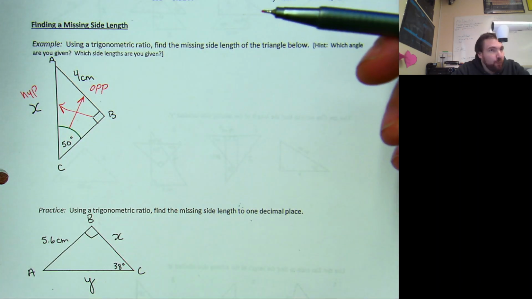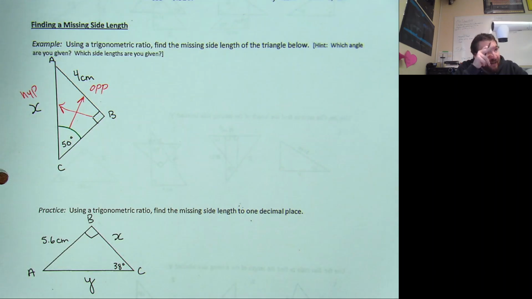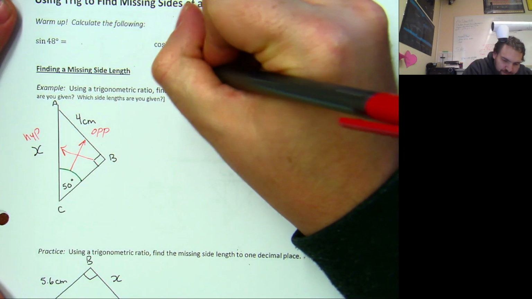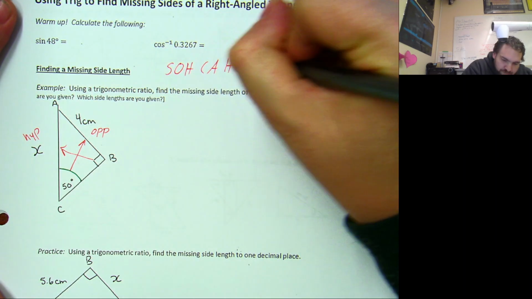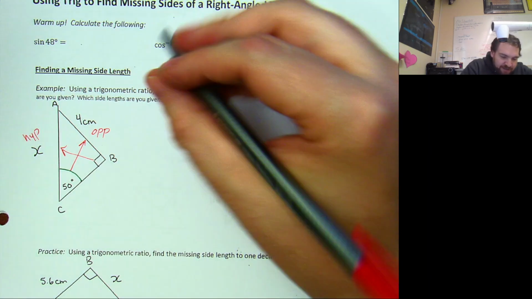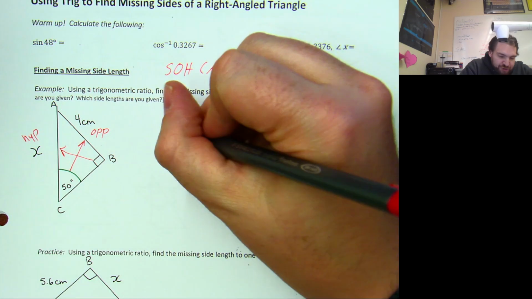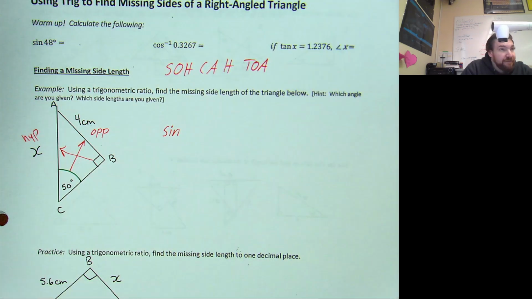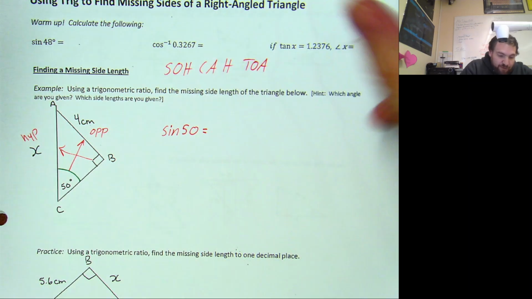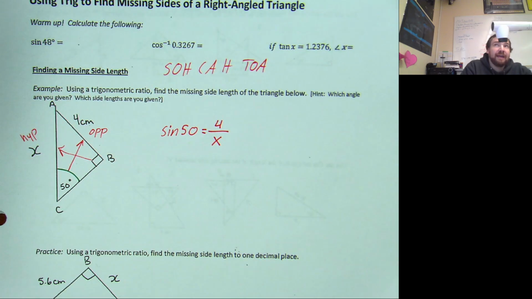So now I'm going to set this thing up. Which ratio am I going to use to solve this problem? Sine, because I'm going to write this down here just to refresh. This is probably something you're going to want to write at the top of all your pages. We want to use sine because sine references the opposite side and the hypotenuse. So let's fill it out. Sine of what angle? 50 is going to equal the opposite side, 4, over the side we're looking for, x.